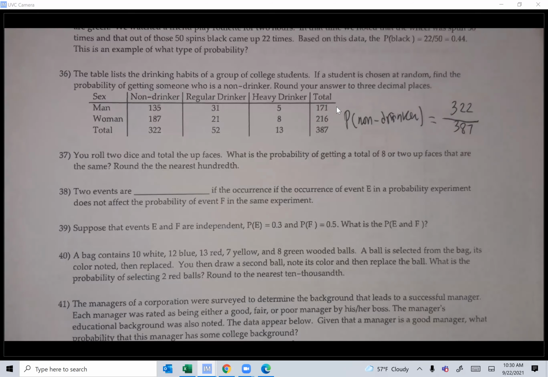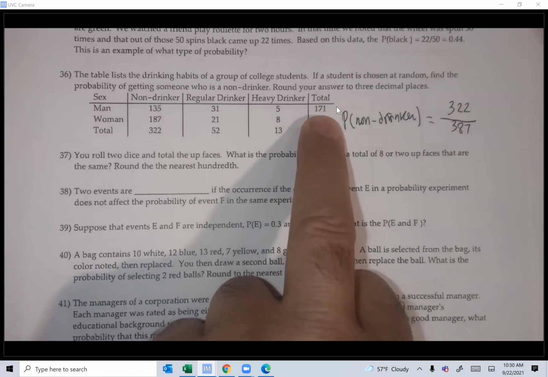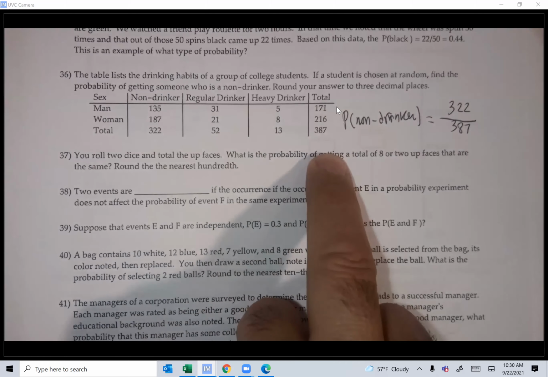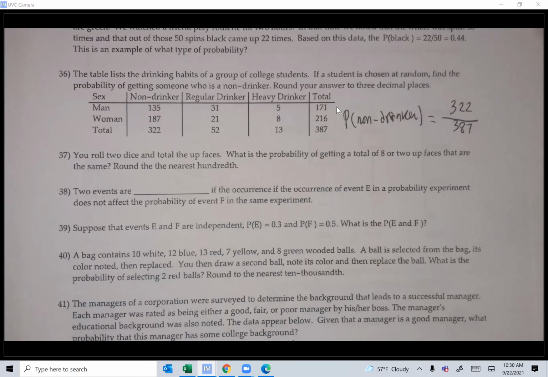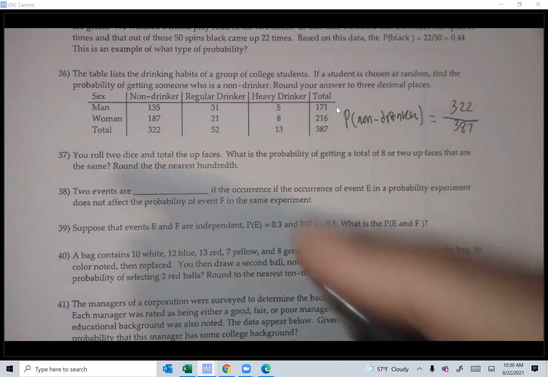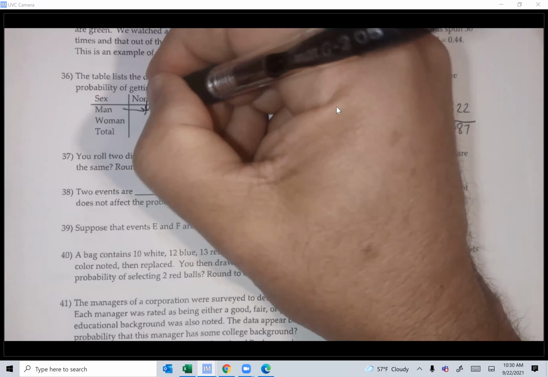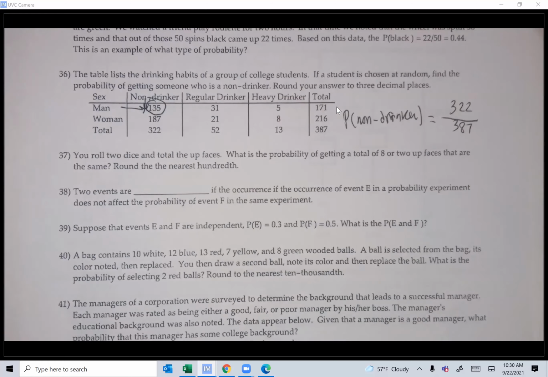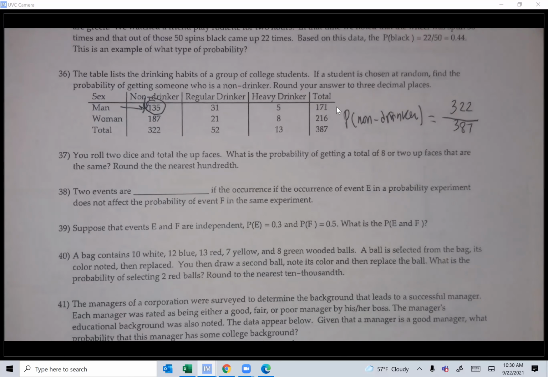Let me ask you some more questions because, guys, I can tell you 100% you're going to have a question with a table like this and several parts. What is the probability of selecting someone who is a man? So total of men 171 divided by the grand total 387. What is the probability of selecting someone who is a man and non-drinker? Man and non-drinker, guys, you have to see where they meet together. They meet right here. So it will be 135 divided by 387.